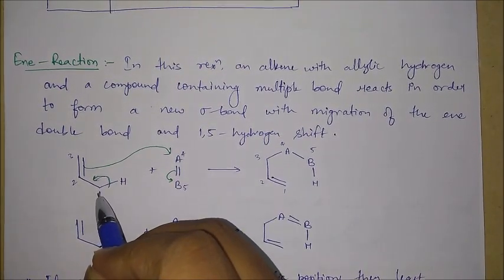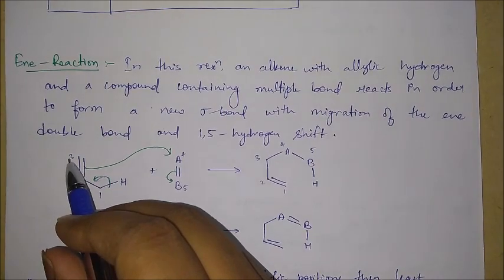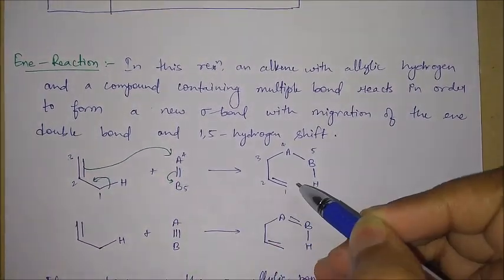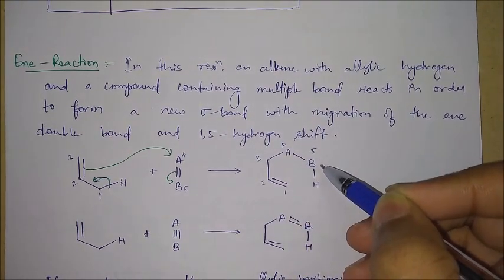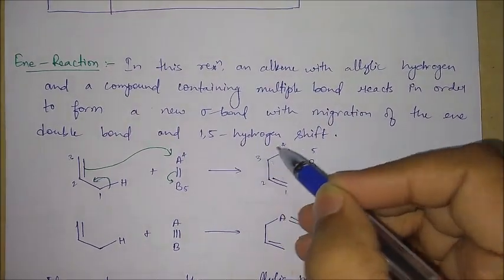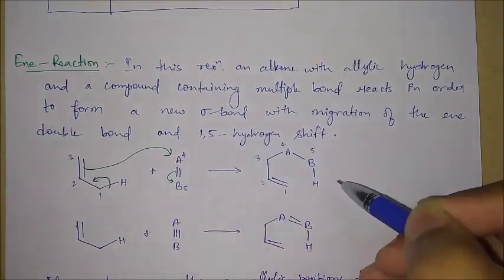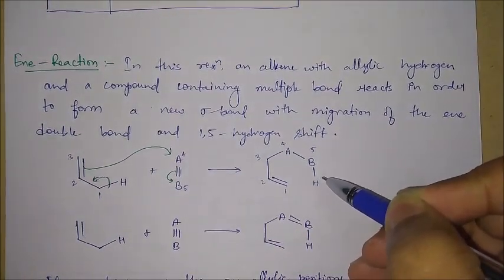Now if I number these places, this is carbon number 1, 2 and 3, and if I number this group as 4 and 5, because eventually they are getting attached to the chain. So 1, 2, 3, 4, 5, and now the hydrogen has been shifted from carbon number 1 to position number 5. So that's why it is called a 1,5 hydrogen shift.